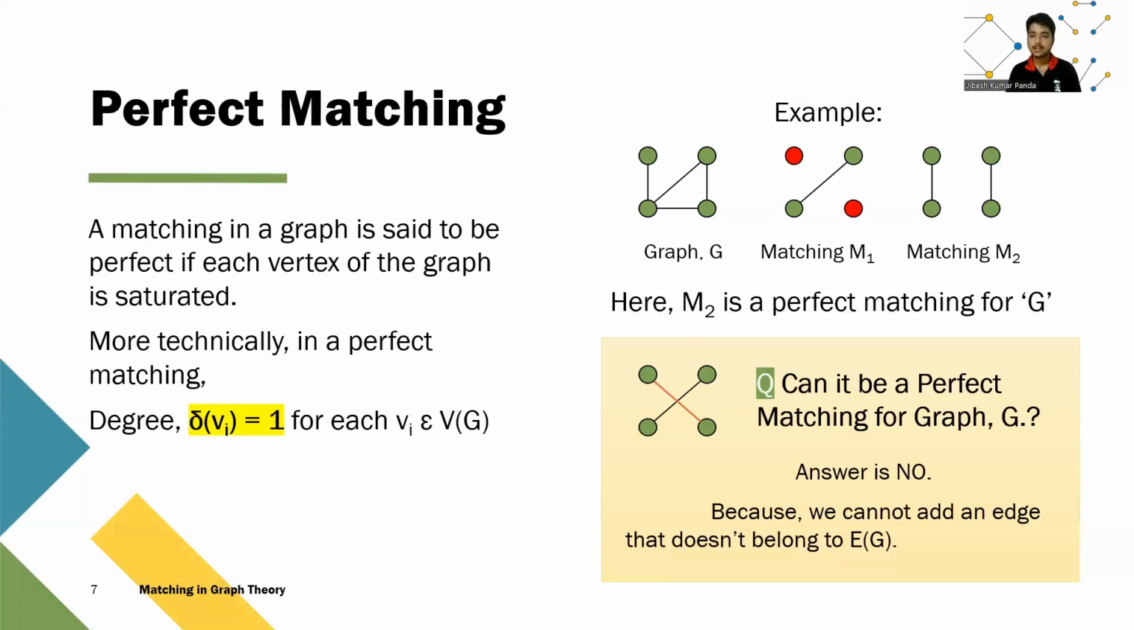So here we have drawn another example with black edges and one red edge, which cross each other. In this example, all the vertices will be saturated, but can it be a perfect matching of graph G? No. Why? Because the graph G does not contain that red edge. So we cannot add an edge that does not belong to the edge set of the graph in order to form a perfect matching.